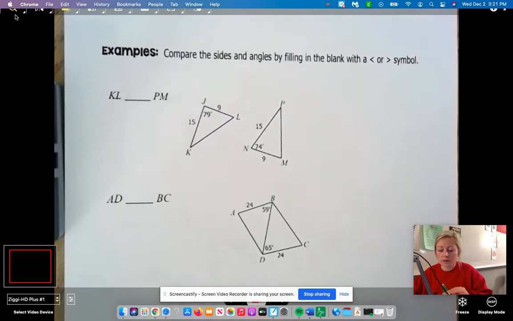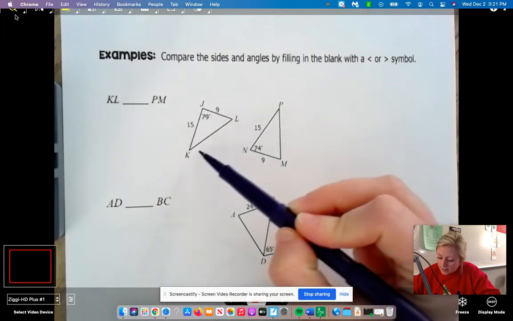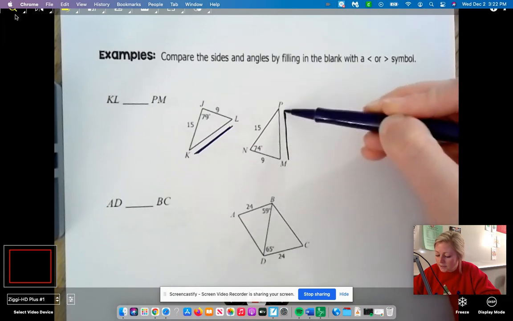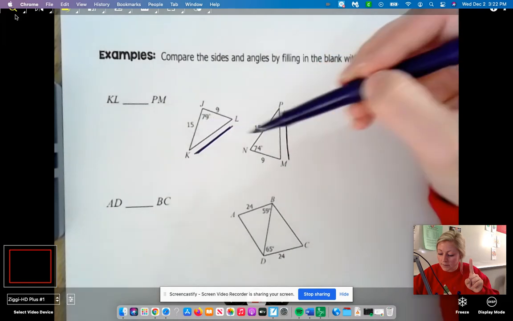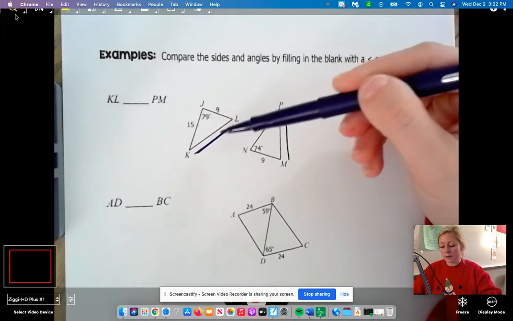Okay, so it says, compare the sides and the angles by filling in the blank with a less than or a greater than symbol. So I want you to always check to make sure you're looking at the right information. Remember, you have to have two sides of those two triangles that are the exact same. So they want us to compare KL and PM here, right? But let's make sure I have a 9 and a 9, so I have one pair of sides, 15 and 15. So far everything checks out. And now we can make a comparison.